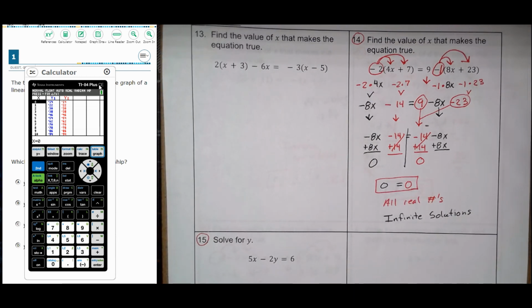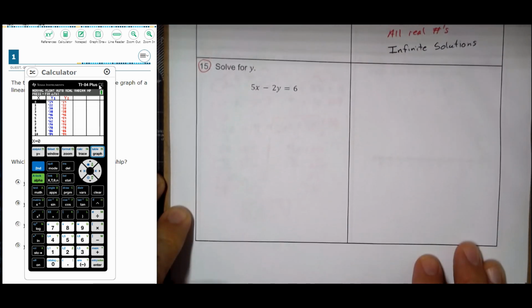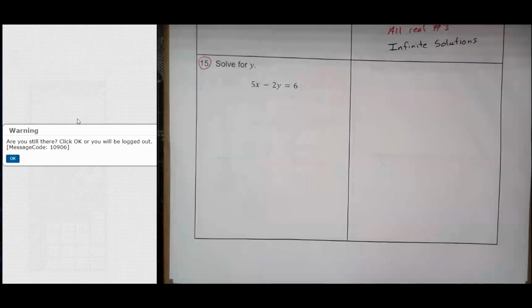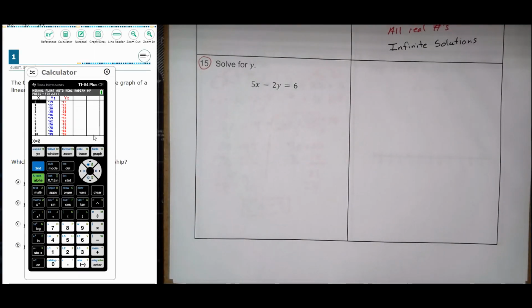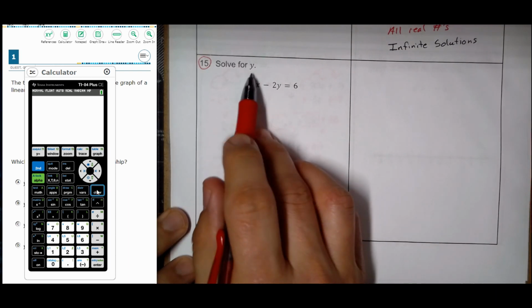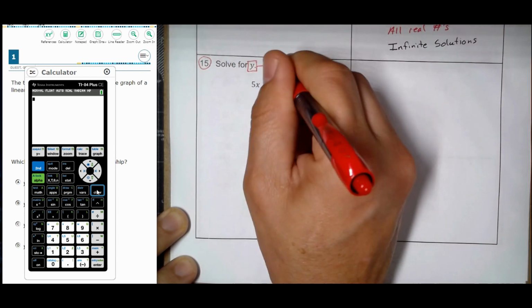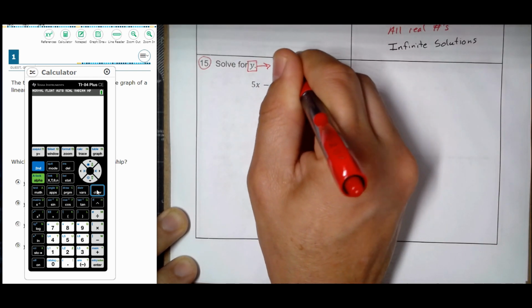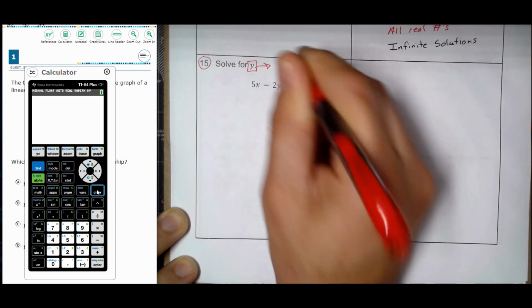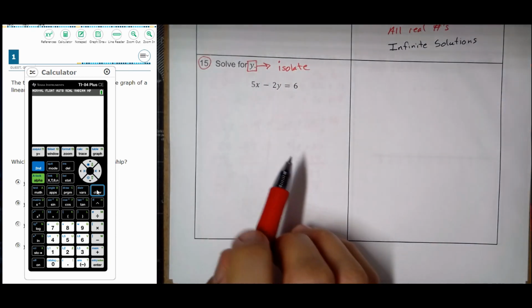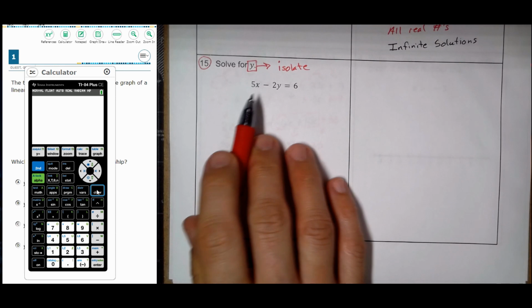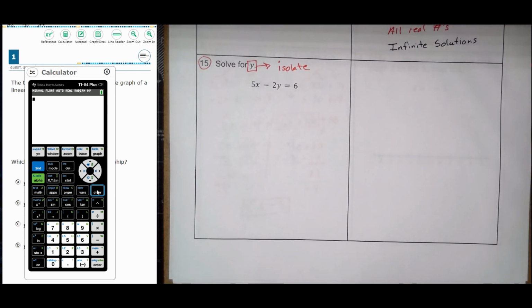All right, let's do our final problem. I'm going to move this up. And in this one, it wants us to solve for y. So we're going to do that. Let me go ahead and clear this graph real quick. Now, when they say solve for y, your goal is actually to just get y isolated by itself. So I'm going to put on there isolate. So you want to move everything away from y, everything on the other side of the equation. So we're going to do that real quick.